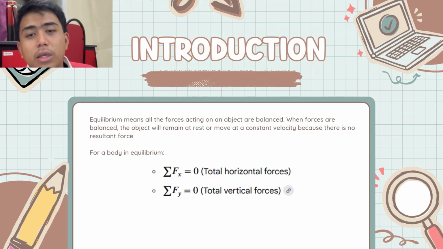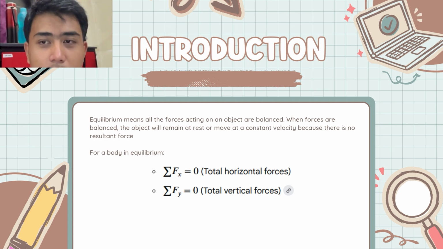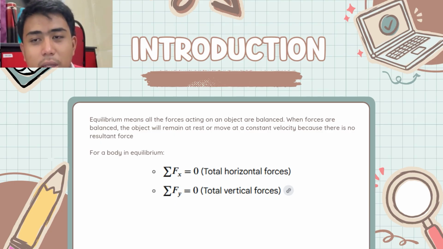So basically, equilibrium is when all forces acting on an object are balanced. When forces are balanced, the object will remain at rest or move at a constant velocity because there is no resultant force. For a body in equilibrium, we can see in the slide that Fx, or total horizontal forces, equals 0 and Fy, or total vertical forces, equals 0.